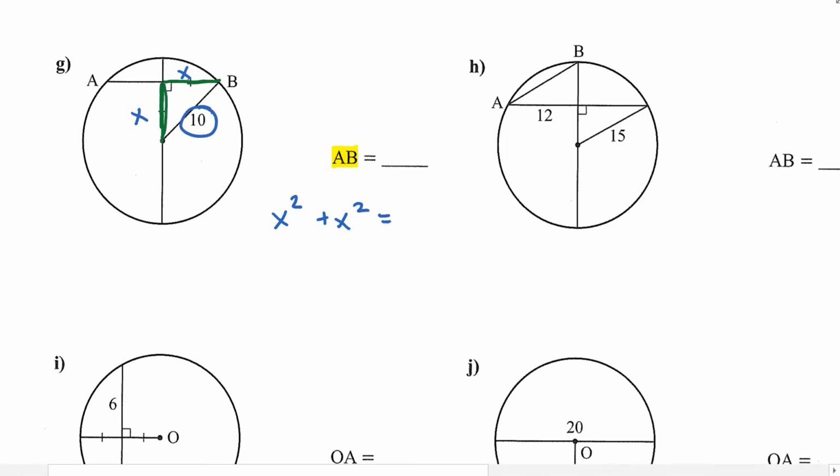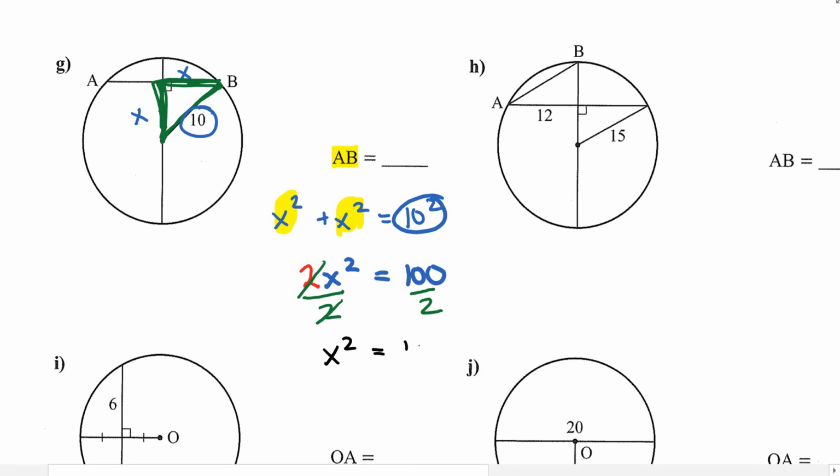So I'm focusing on this triangle right here in green to set up my Pythagorean Theorem. And this is going to be equal to 10 squared there. Okay, now when you're adding these together, x squared plus x squared is going to be 2x squared. And the value of 10 squared is going to be 100. And then we can divide both sides by 2. Those 2's will cancel. And then you're given a value of x squared equals 50. And then you can square root both sides.